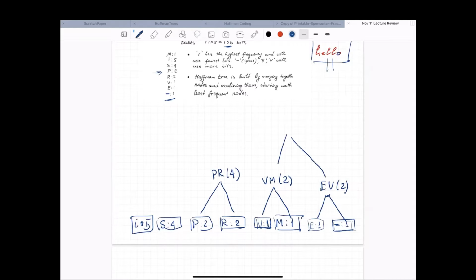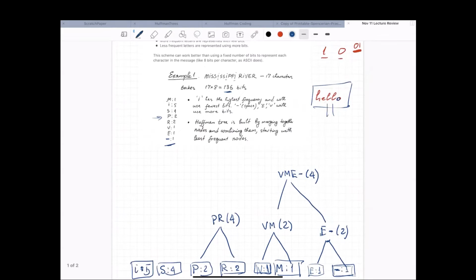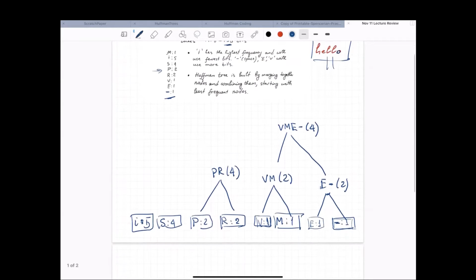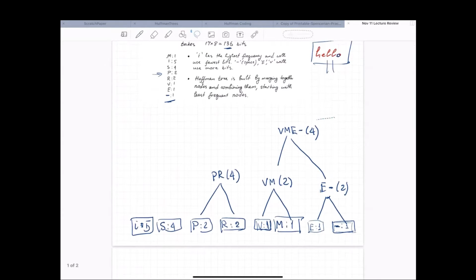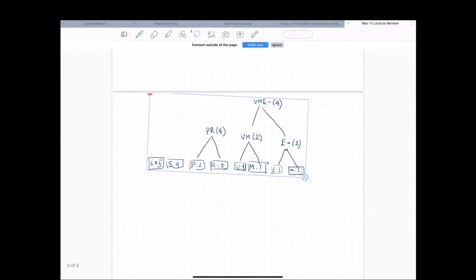Okay, so which ones have I combined? V, M, and E. And sorry, it's the space. This should be a space. Why did I put a V? I don't know. And space. So this is going to be 4. Okay. Then, what am I doing next? Let me copy the whole thing because I'm running out of space onto the next page.